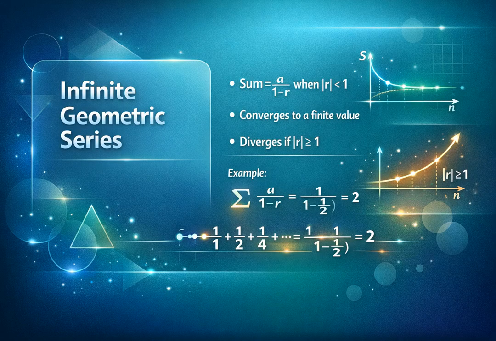If the absolute value of r is greater than or equal to 1, the series diverges. For example, 1 + 1/2 + 1/4 + ... = 1/(1 - 1/2) = 2.